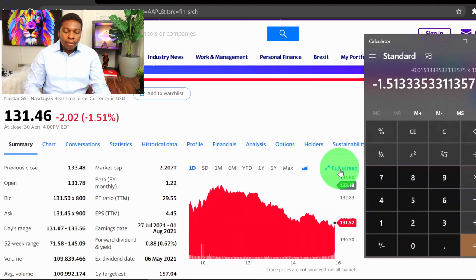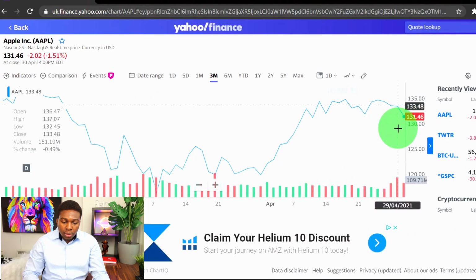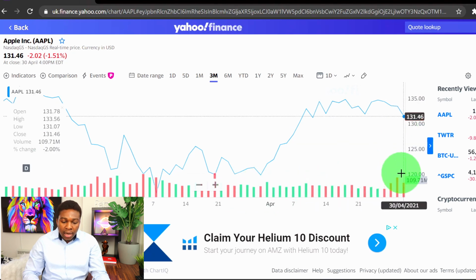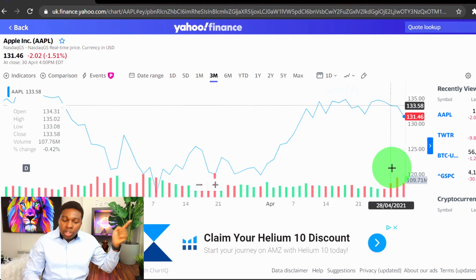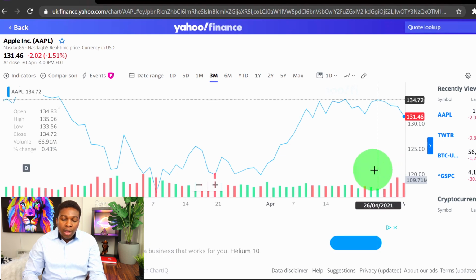Now, if I put this chart on full screen, you can see the price 131.46 that we've been talking about. And if you go on a daily basis, you will see that the closing price for Thursday, which is 29th of April, is 133.48. The previous close is 133.58. The previous close is 134.39, which is on 27th of April, and so on.